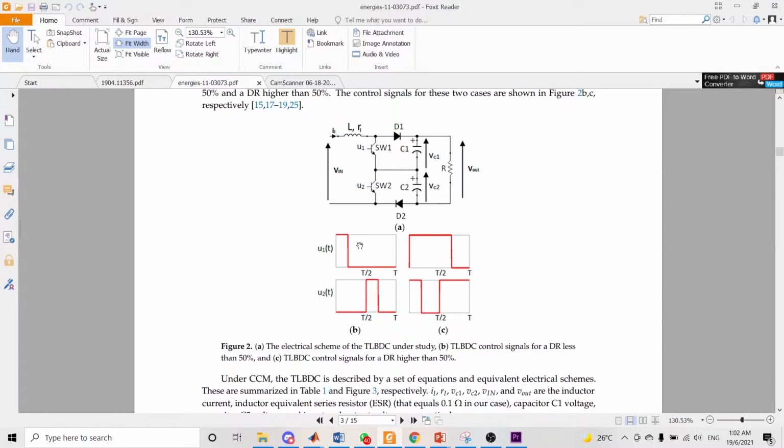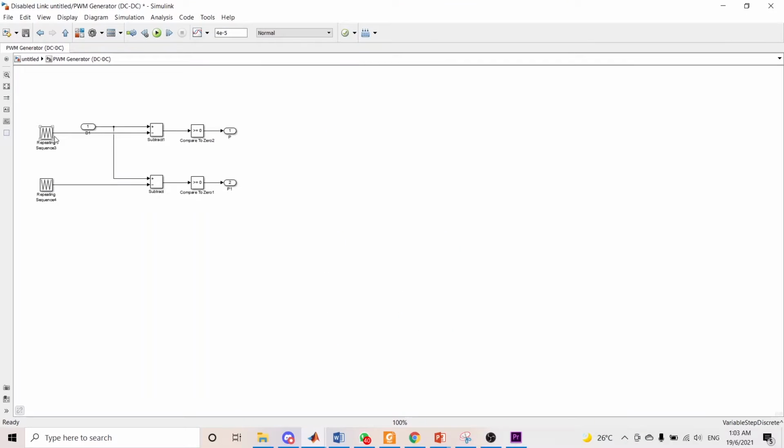So I'm using the signal waveform like in figure B. To get the PWM signal, I will compare the voltage and the triangle signal, and then we get the PWM signal.